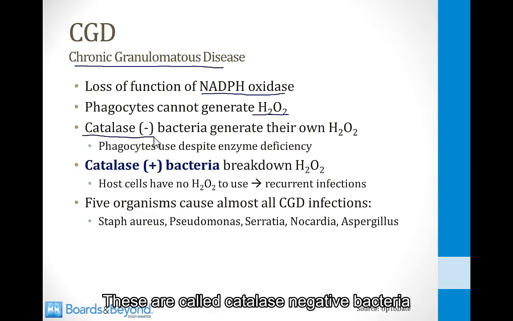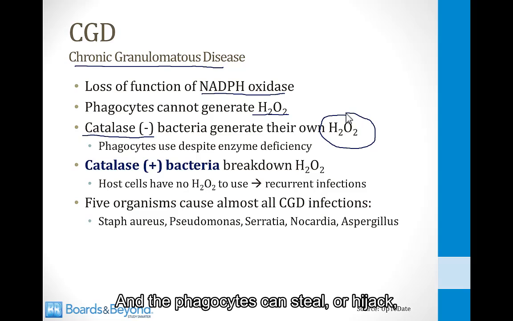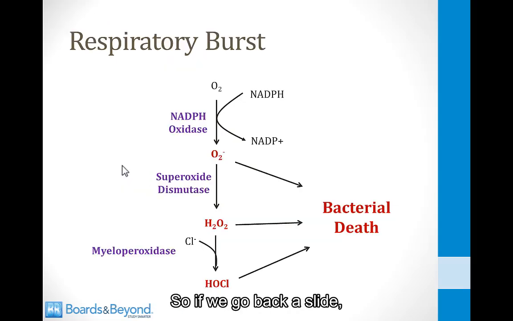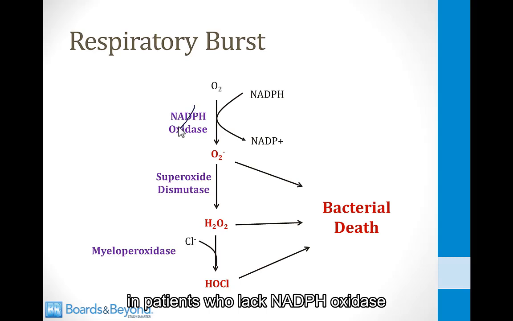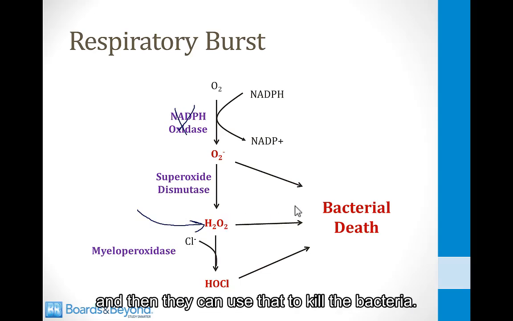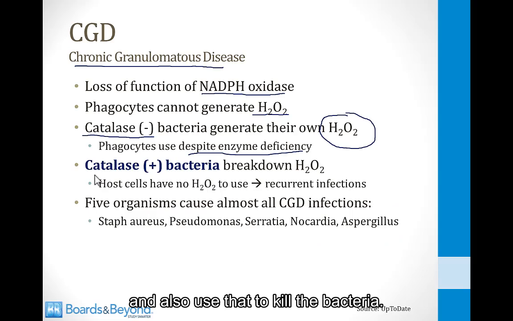Interestingly, there are bacteria that lack an enzyme called catalase. These are called catalase-negative bacteria, and they generate their own hydrogen peroxide, and the phagocytes can steal or hijack the bacterial hydrogen peroxide and use it in spite of their enzyme deficiency. So if we go back a slide, in patients who lack NADPH oxidase with catalase-negative bacteria, they can steal hydrogen peroxide from the bacteria, and then they can use that to kill the bacteria. In addition, they can convert it to hypochlorous acid and also use that to kill the bacteria.